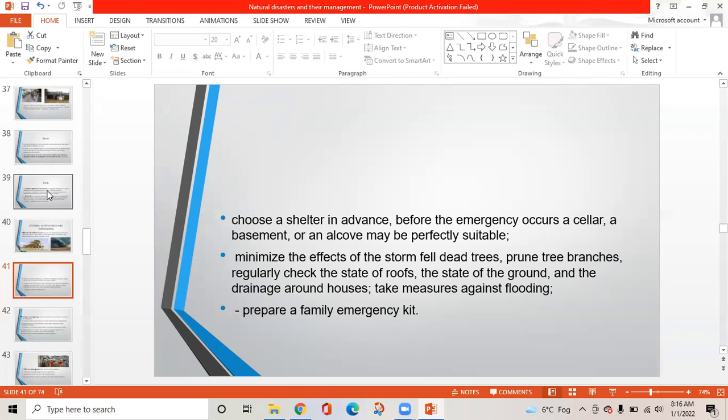Minimize the effect of the storm. Fell dead trees, prune tree branches, regularly check the status of roofs, the state of the ground, and the drainage around houses, and take measures against flooding. Prepare a family emergency kit.